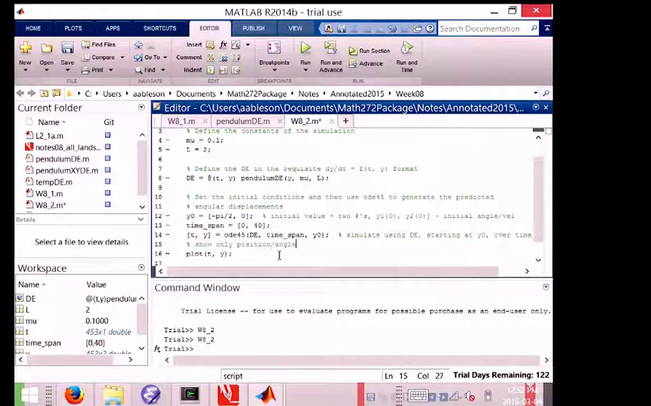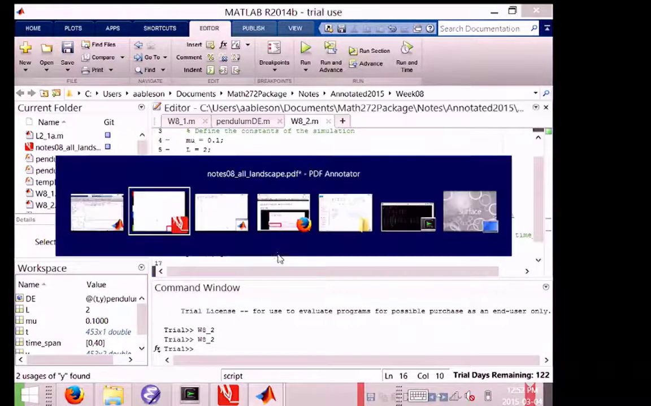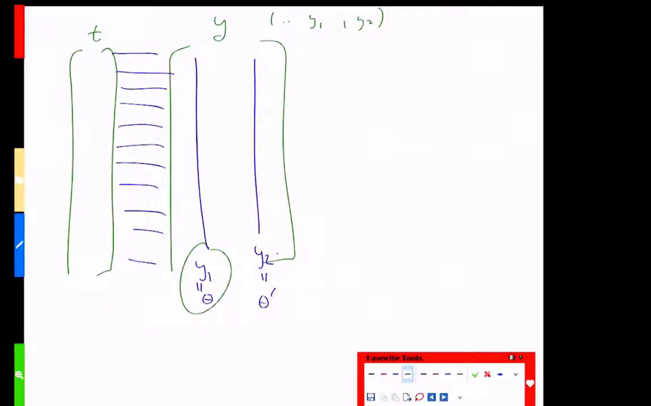Angle. What would I change in this plot command? Yeah? T versus y1, OK. We need a couple more letters in there, but you're the right idea. How do I get the first row, first column? What do we want? Where's y1 in that big Y matrix?